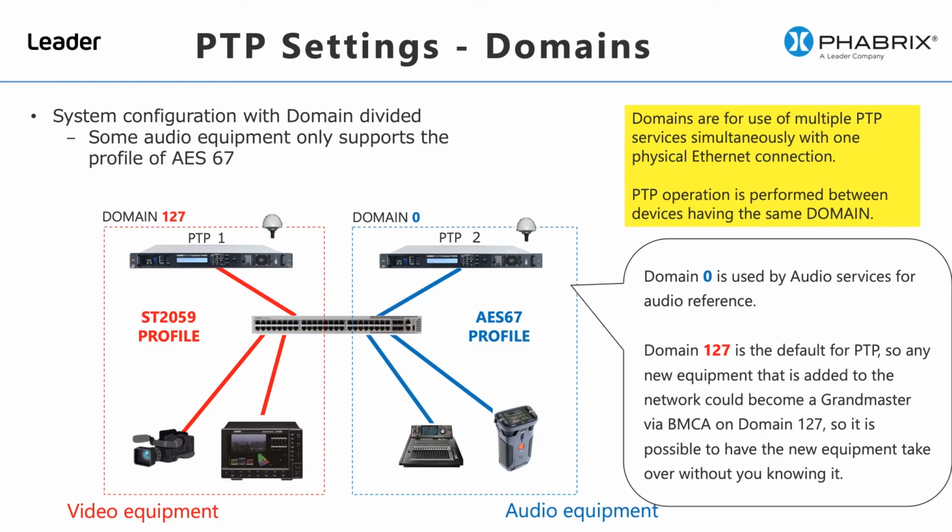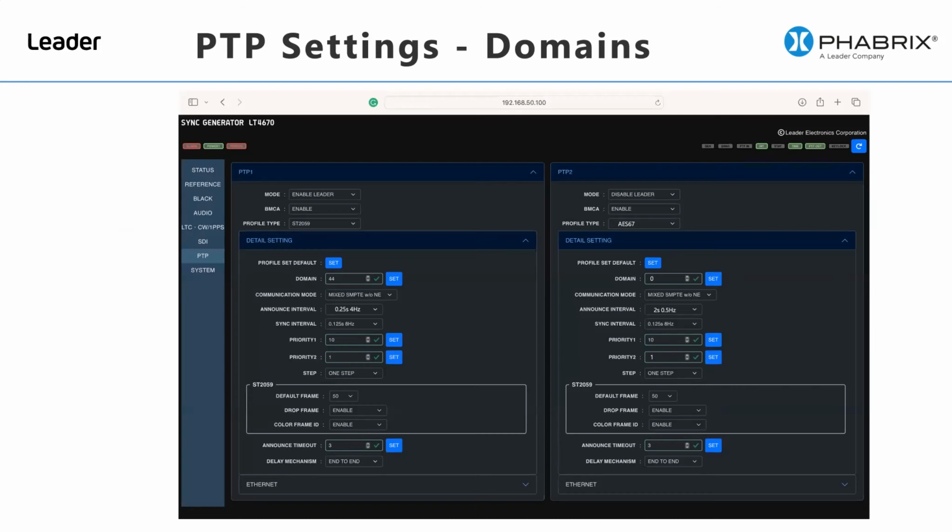Domain 127 is the default for PTP, so any new equipment that is added to the network could become a grandmaster via the best master clock algorithm on domain 127. So it is possible to have a new equipment take over without you knowing it. We recommend you change this. In our examples, we use domain 44. And this can be set up on the PTP sync pulse generator by going into the PTP section and adjusting the domain.